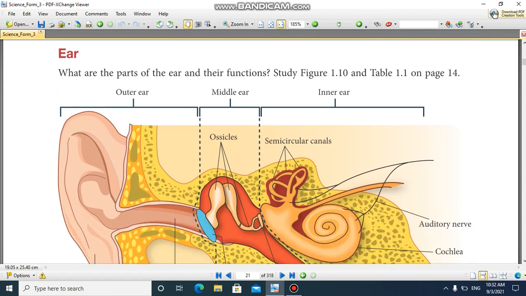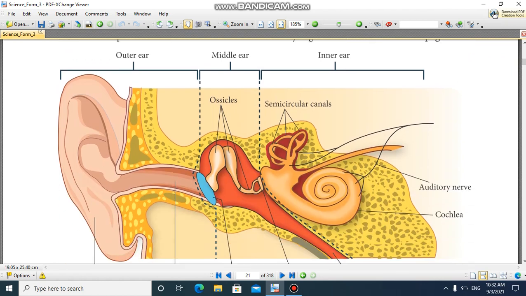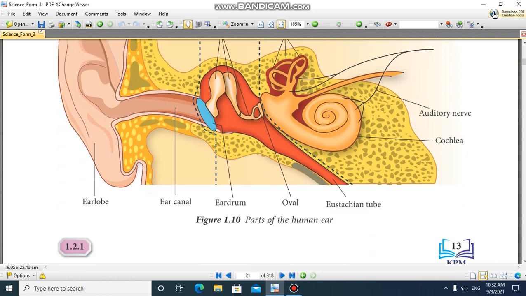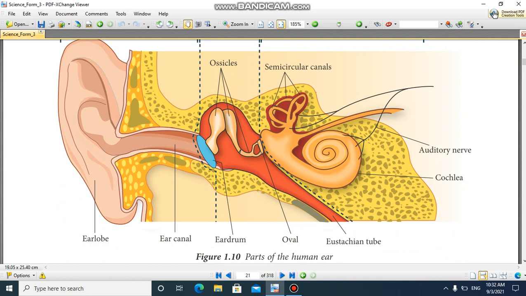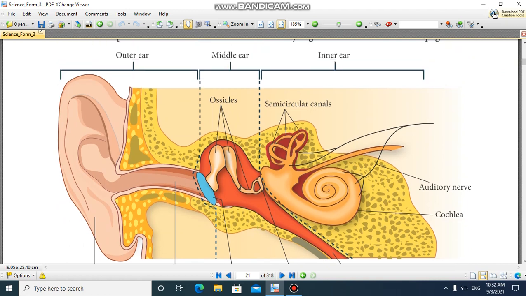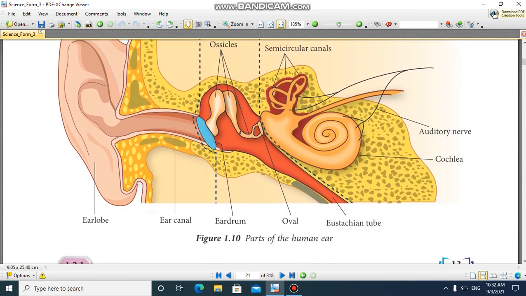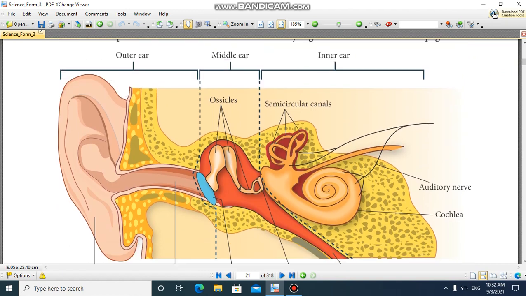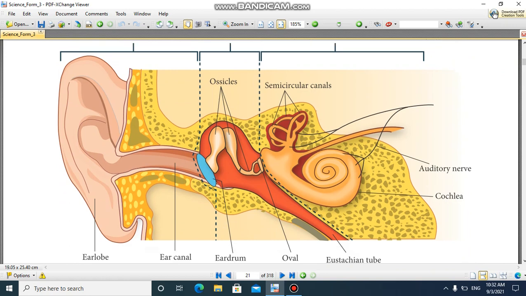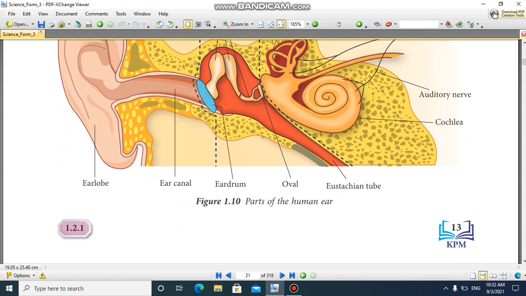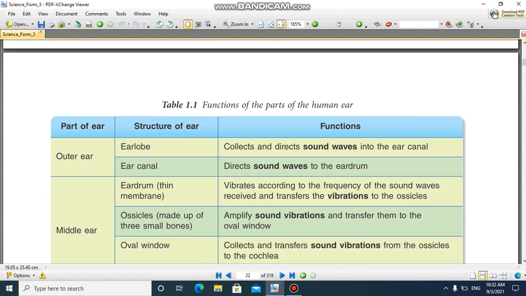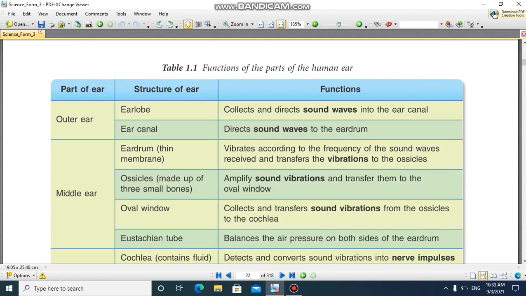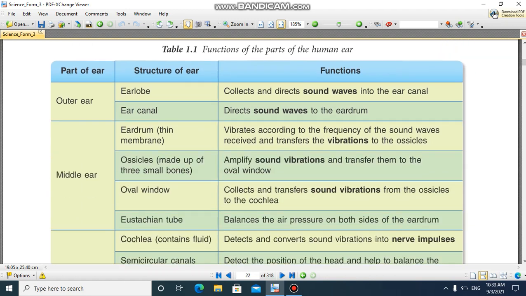This is the ear. This one is the outer ear, which consists of the ear lobe and ear canal. Middle ear: ossicles, eardrum, oval window, and eustachian tube. Inner ear: semicircular canals, auditory nerve, and cochlea. Function of the parts of the human ear.